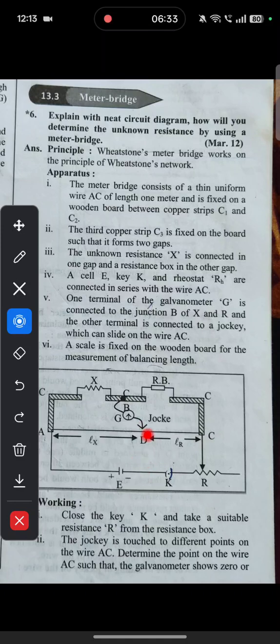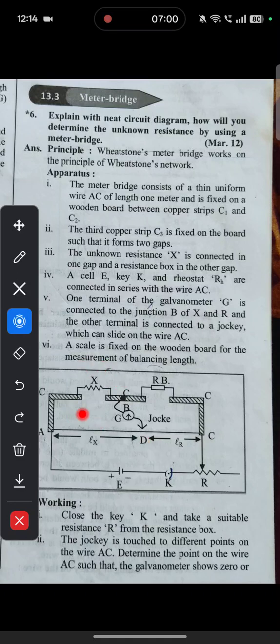From this null point to point A, this distance is known as Lx. Lx is the balancing length corresponding to the unknown resistance, and Lr is the balancing length corresponding to the resistance box. Okay, so this is very important: this is based on the null deflection method. So how will you note down the reading?